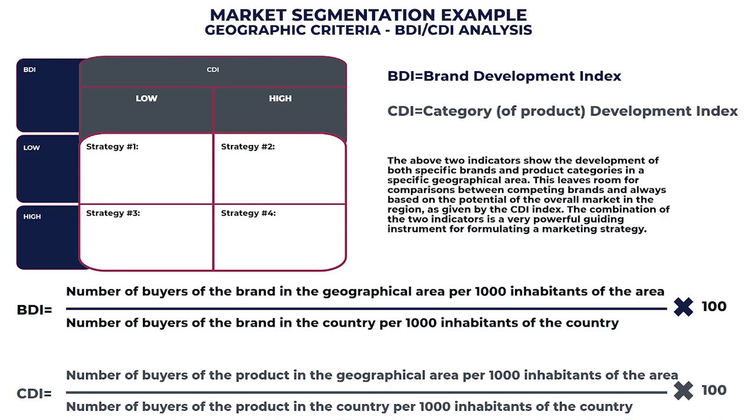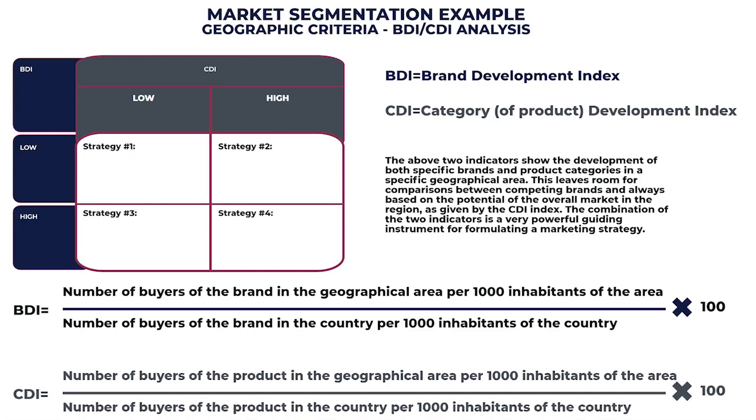And so there are four combinations: low BDI with low CDI, low BDI with high CDI, high BDI with low CDI, and high BDI with high CDI. And so in each case there are four cases where we'll be deciding on the marketing strategy based on these two indicators. So we have strategy 1, 2, 3, and 4, and these are the strategies that we'll be discussing right now.